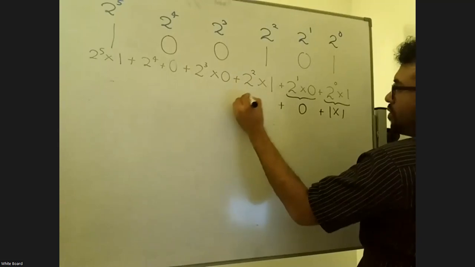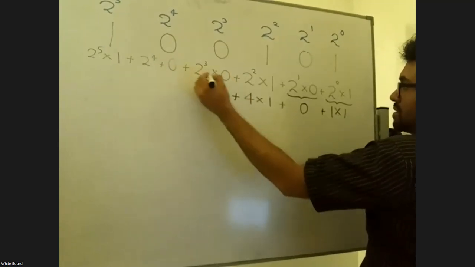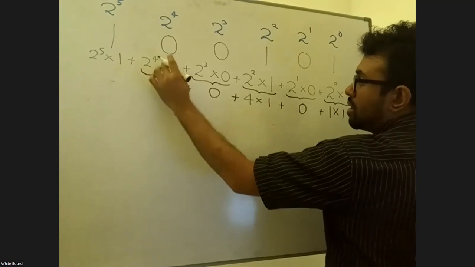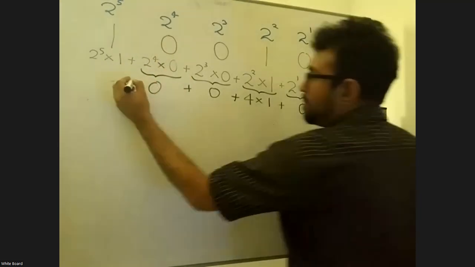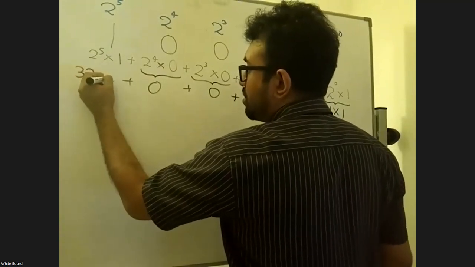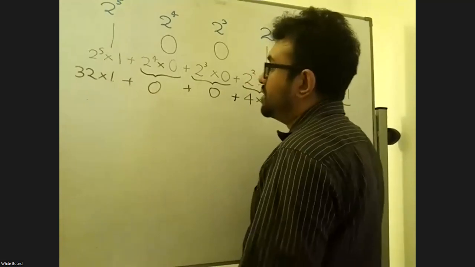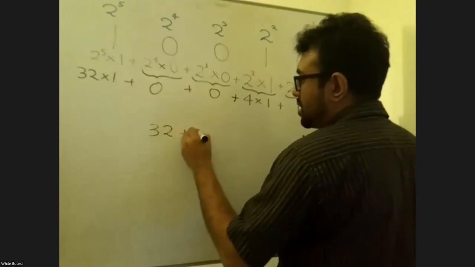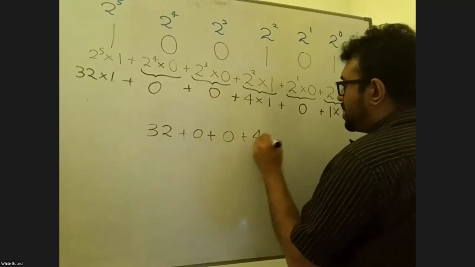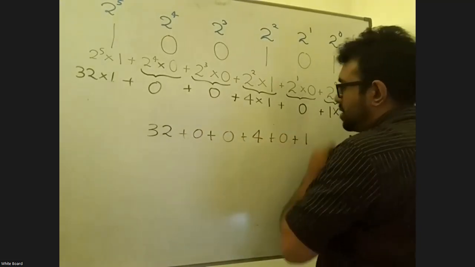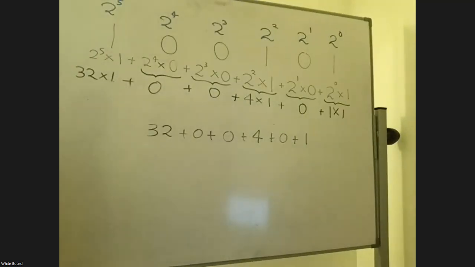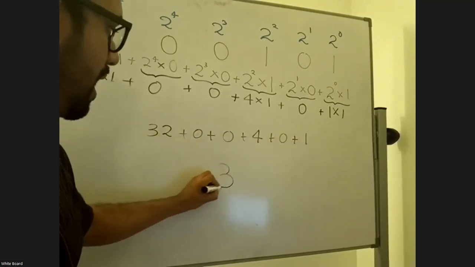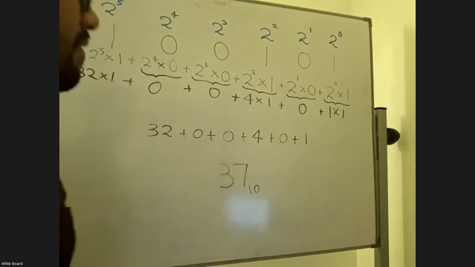2 to the power 2 is 4, and it is multiplied by 1, so this is 4. 0 means 0, plus this is also 0, plus 2 to the power 5 is 32 multiplied by 1. I got it from that table, right? So ultimately you will get 32. 0 means we will ignore it. So you will put it down: 0 plus 4 plus 0 plus 1. So 32 plus 4 is 36. 36 plus 1 is 37.